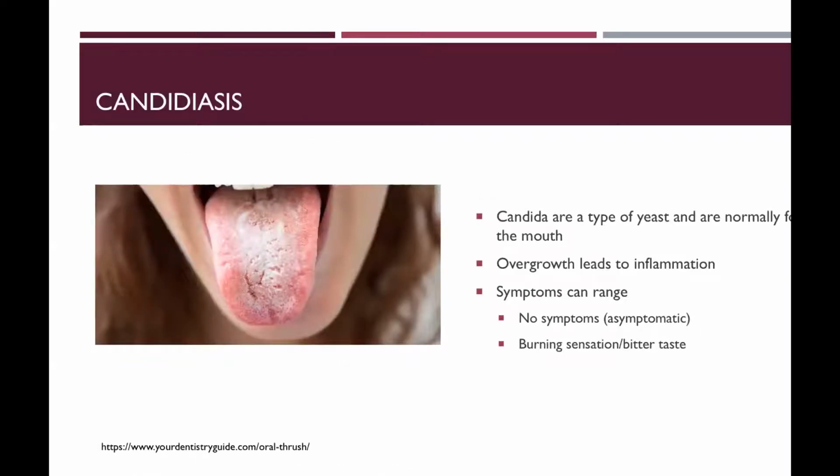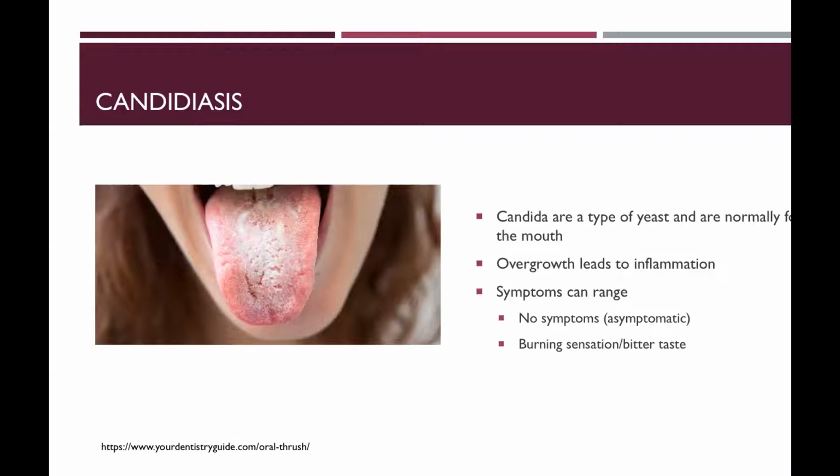Oral thrush is also called candidiasis. So candida is a type of yeast that's normally present in our mouth. It's when there's overgrowth that can lead to inflammation. And the most common conditions that lead to it are dental irritation and the use of steroid inhalers. So if you have a puffer for asthma or emphysema or COPD, for example, this can increase your risk of getting thrush.